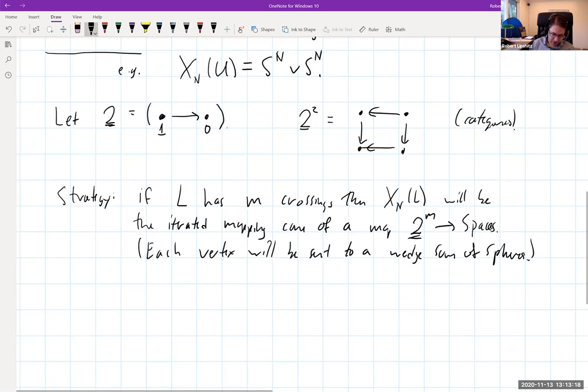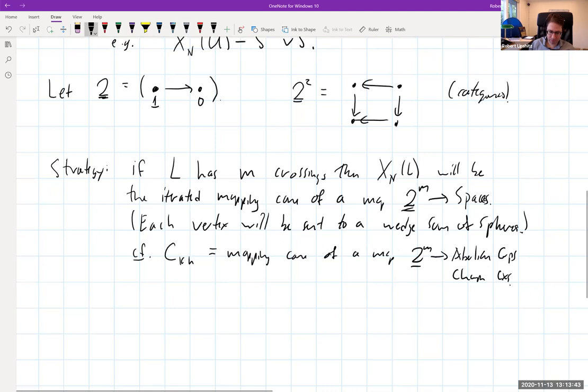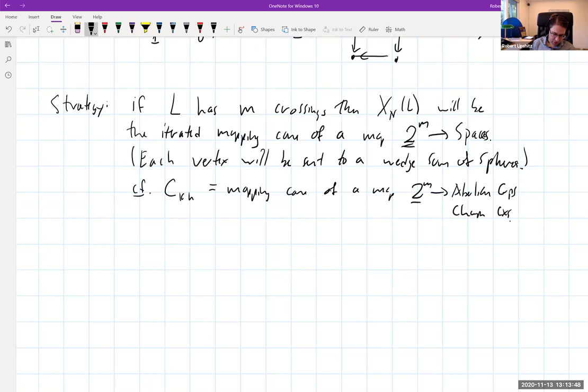This is like, the Khovanov complex, CKH, is a mapping cone of a map 2 to the m to abelian groups or chain complexes. We're going to get this map 2 to the m to spaces. Sorry, the m in 2 squared up there, yes.